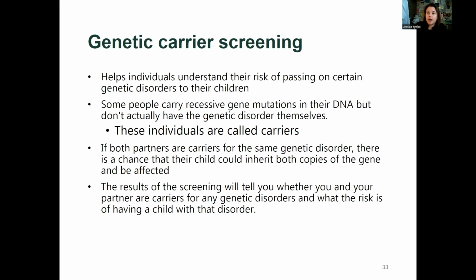These genes that I'm talking about, common examples would be cystic fibrosis, spinal muscular atrophy, congenital adrenal hyperplasia, but there are hundreds that we're able to screen for with a blood test.